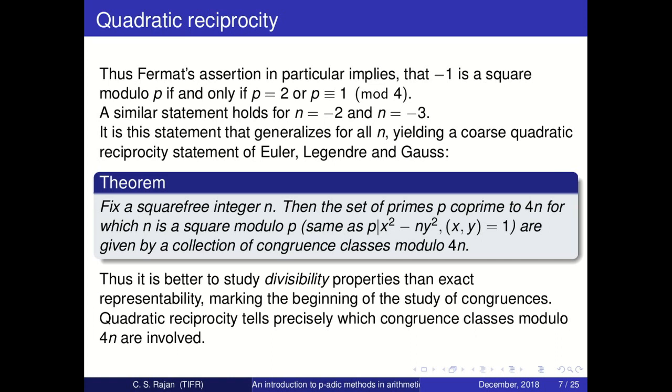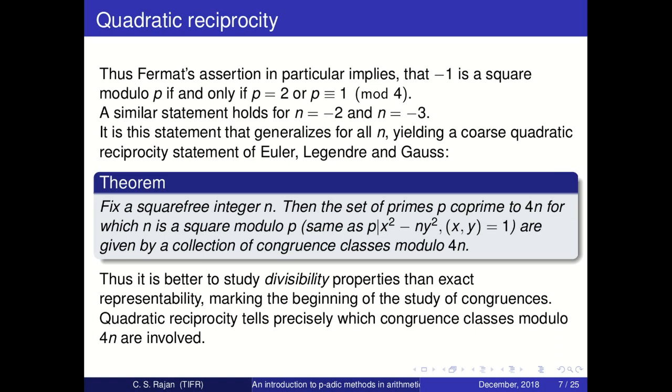A similar statement holds for n equal to minus 2 and minus 3. It is this statement that generalizes for all n. The first: minus 1 is a square mod p if and only if p is 2 or p is congruent to 1 mod 4. Minus 2 is a square mod p if and only if p is congruent to 1 or 3 mod 8. And minus 3 is a square mod p if and only if p is congruent to 1 mod 3.